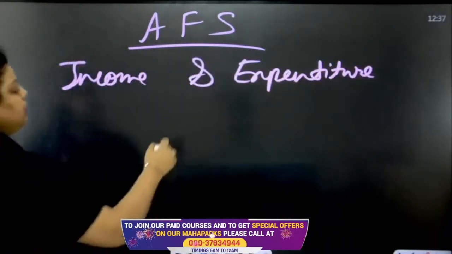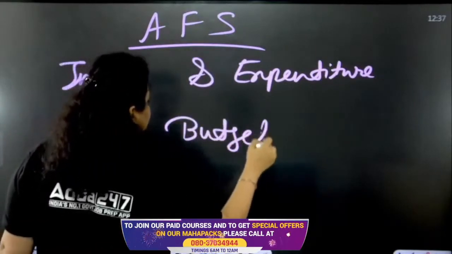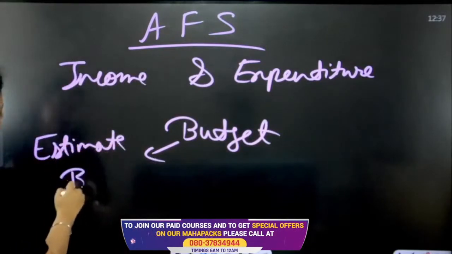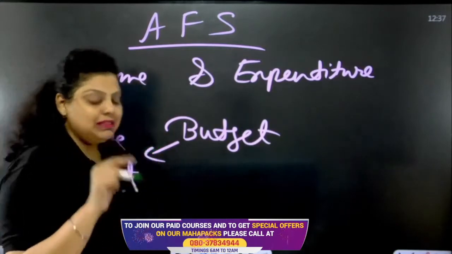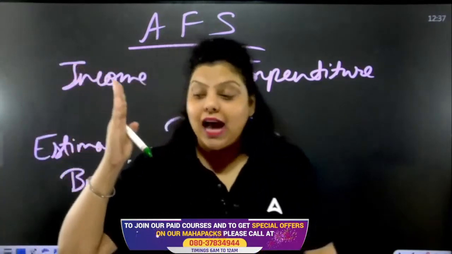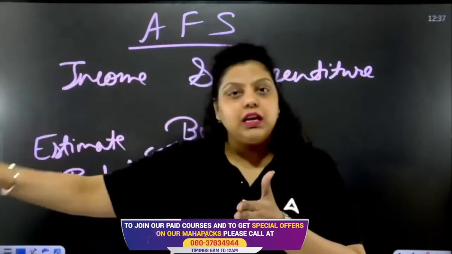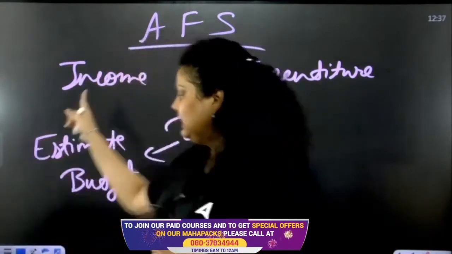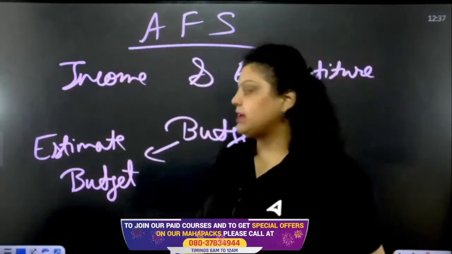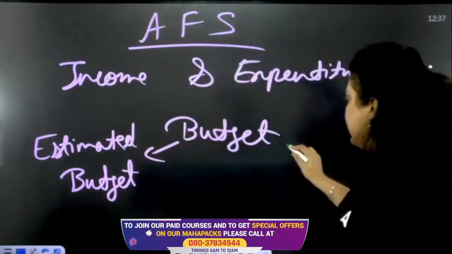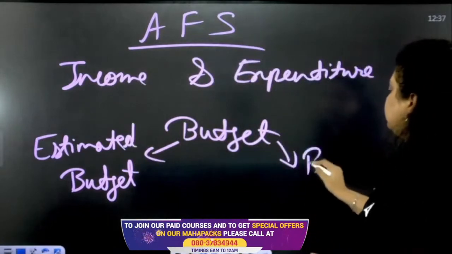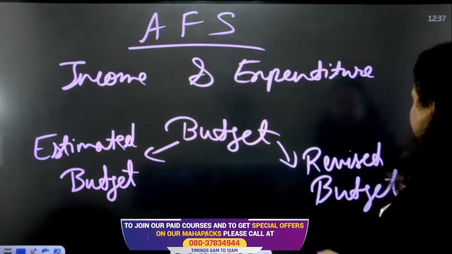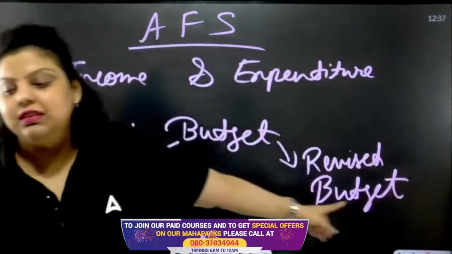Also remember, whenever the Government of India presents the budget, it always gives you the estimated budget, because that budget is presented for the upcoming financial year, not for the current financial year. You are estimating for the upcoming financial year. That's the estimated budget. And at the end of the financial year, you revise this budget just to check whether the planning you have done was a success or not. So at the end of the financial year, we revise the budget.